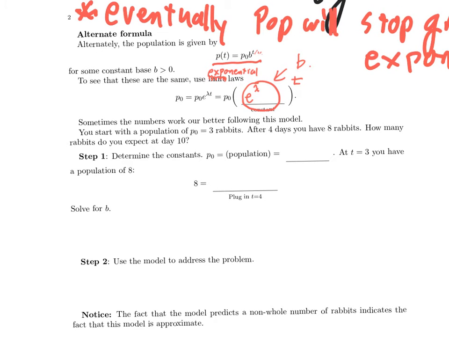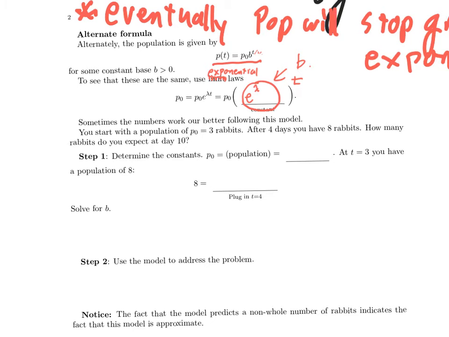So let's suppose you start with a population of 3 rabbits. You wait 4 days, you come back to find 8 rabbits. So this is obviously a ridiculous example. Rabbits don't actually reproduce that quickly, but these are make-believe rabbits. How many rabbits do you expect to see at day 10, given that they're growing exponentially?